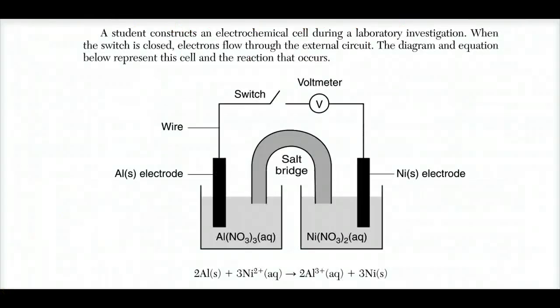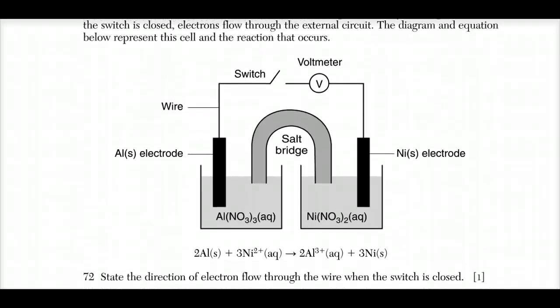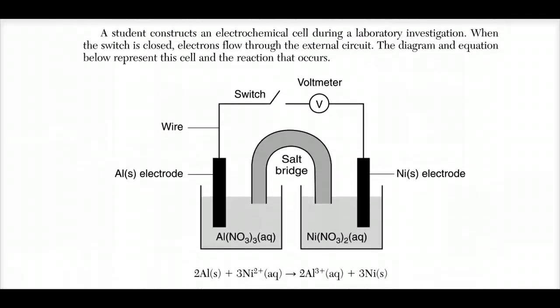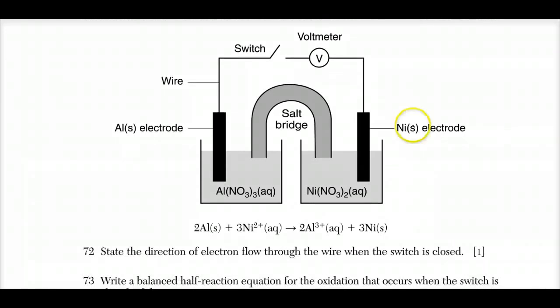Number 72 has a voltaic cell diagram. The blurb says a student constructs an electrochemical cell, the switch is closed, and electrons flow through the external circuit, with the diagram and equation below. This is a straightforward problem. I know it's a battery, a voltaic cell, because I see a salt bridge. The first thing I do before any questions is look at my electrodes. I have aluminum and nickel, and I want to evaluate who my anode is. Once I can do that, all the rest of these problems make sense to me.